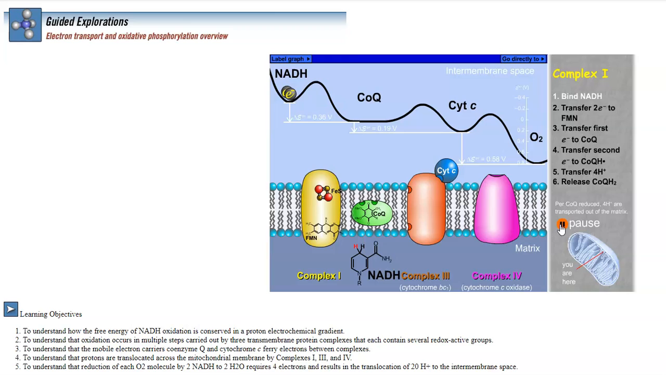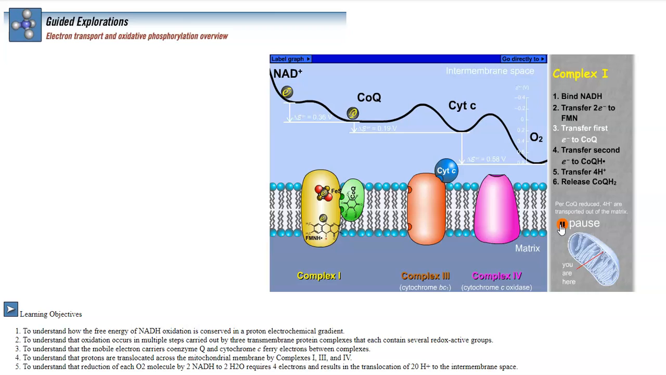NADH is the source of most electrons in the electron transport chain and binds to complex 1 on the matrix side of the membrane. Complex 1 contains flavin mononucleotide, or FMN, a redox-active prosthetic group that resembles FAD but lacks its AMP moiety. NADH transfers 2 electrons to FMN to yield the fully reduced FMNH2. Note that the activation barrier on the energy graph has been lowered, representing schematically the catalytic role of complex 1.